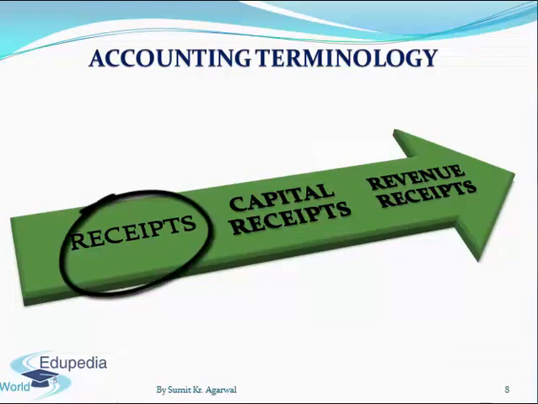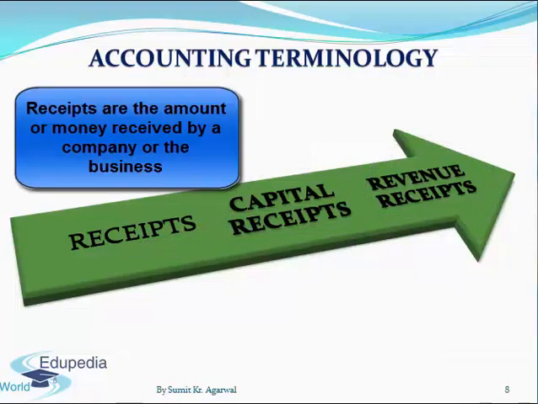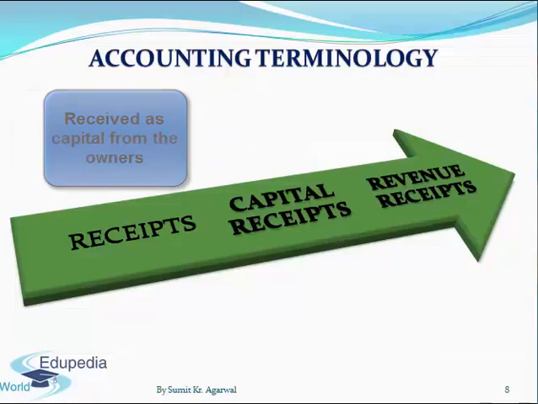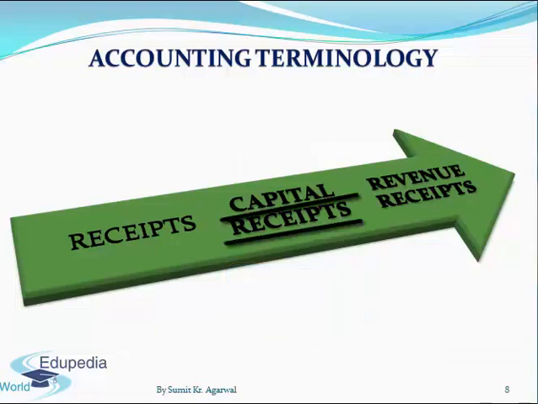Now coming to receipts. Receipts are of two types, capital and revenue. So what are receipts? Receipts are any amount or money received by a company or a business. Now any money which is received as capital from the owners or as loan from the outsiders or bankers are known as capital receipt. These are non-recurring type. It doesn't come to business very frequently or every now and then.